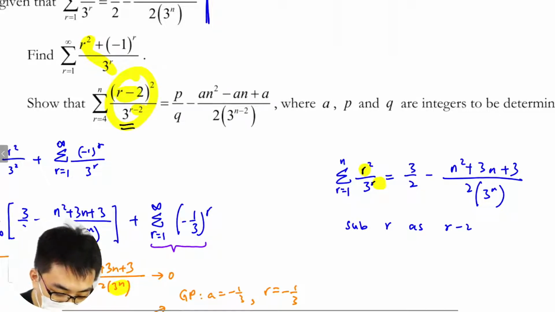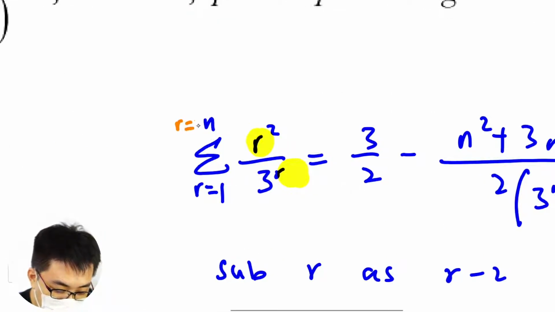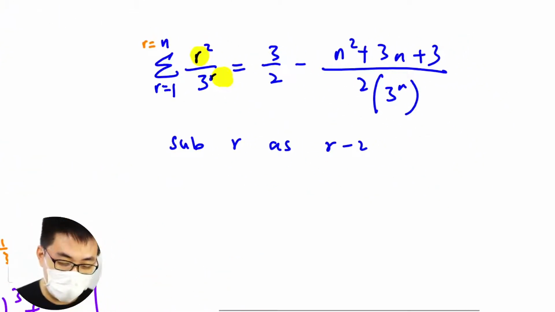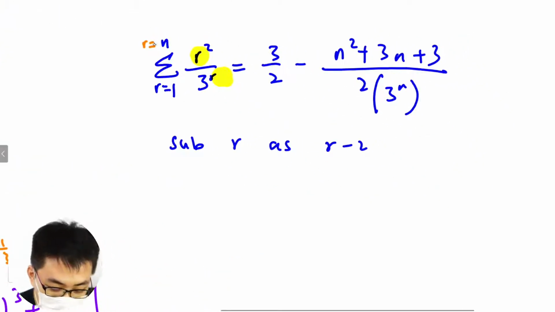But don't forget, when you sub r as r minus 2, any r you see, you sub. You don't sub n, n doesn't change. n and r are different, okay? So just change all the r out. This boundary here, remember to change. The top has to change as well. A lot of times students forget that they need to change the top part. So r minus 2 equals to n.